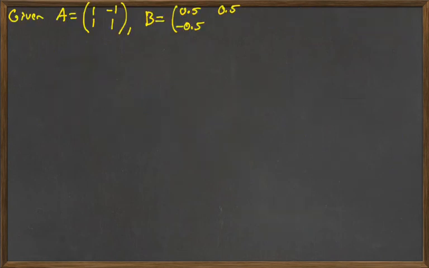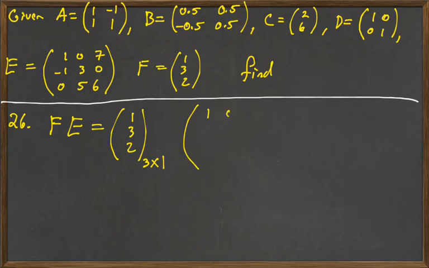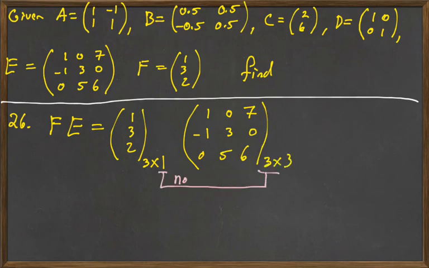All right, what do we got in this one? Okay, in this one we are going to find F times E. F is a 3 by 1 column matrix, and matrix E is a 3 by 3 matrix. So we check the columns and the rows, no match, and this is undefined. That's it. We just say it's undefined, move on.